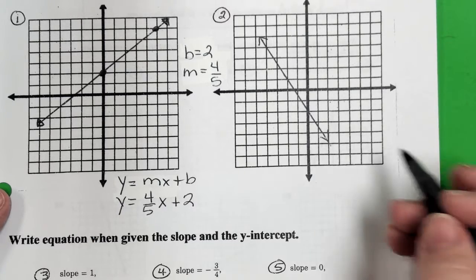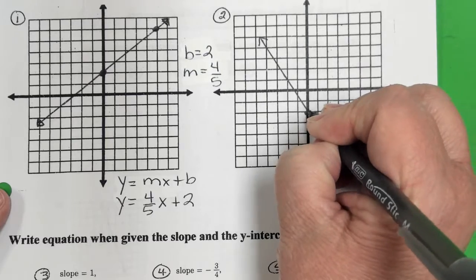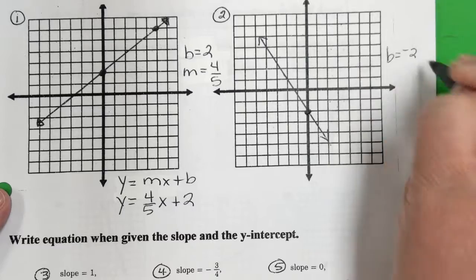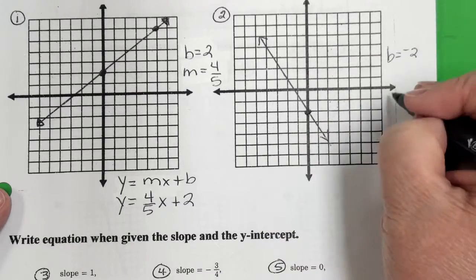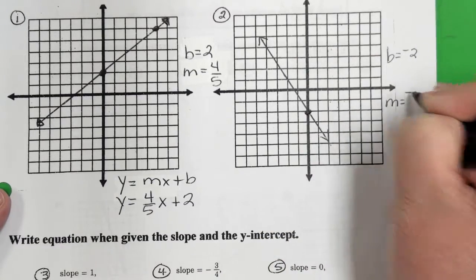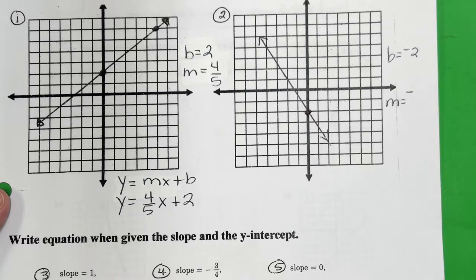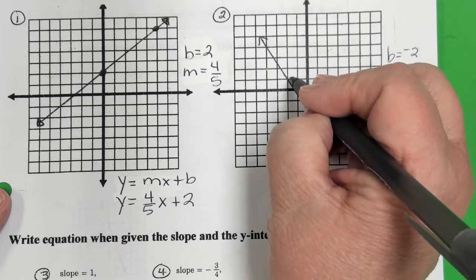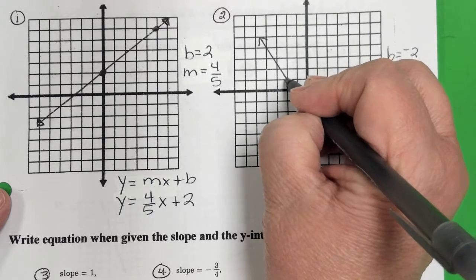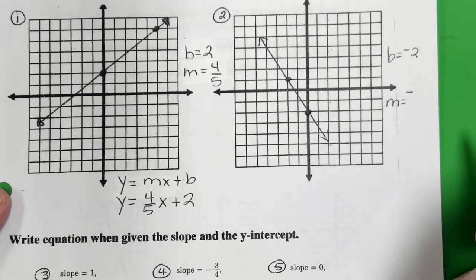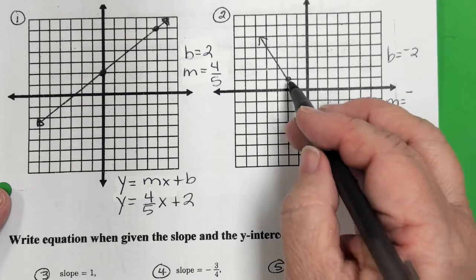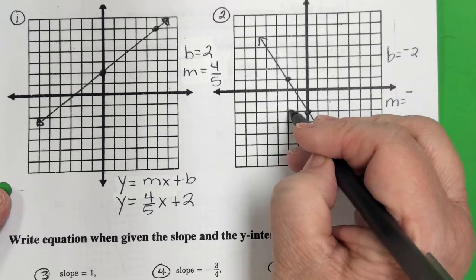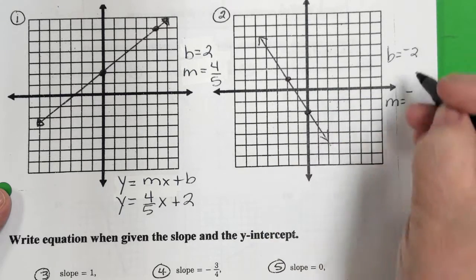Looking at problem number 2, where it crosses the y-axis is at -2. Looking at our line, it definitely has a negative slope, so we know it's going to be negative. We need 2 points to count the rise over run. We can use our y-intercept and this point right here. Remember, it's negative, so we've already got our negative sign. Rise, we're going down 3 and over 2.